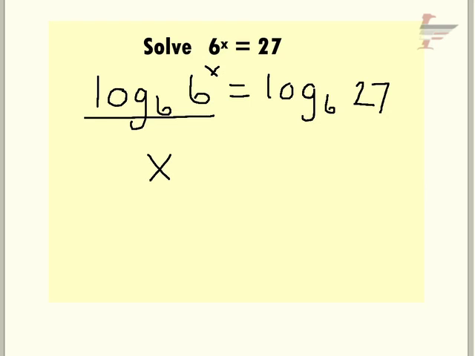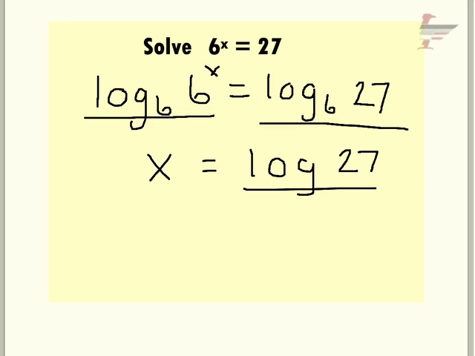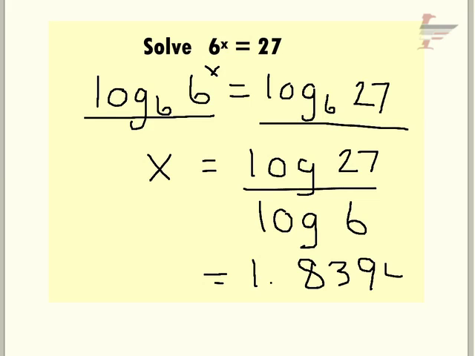And you also know from your change of base that you can do log or natural log of 27 divided by log or natural log of 6, and then when you dump that on your calculator, you get 1.8394, etc. Again, make sure you check it. If you take the original equation, 6 raised to the 1.8394 blah blah blah, you'll get approximately 27.